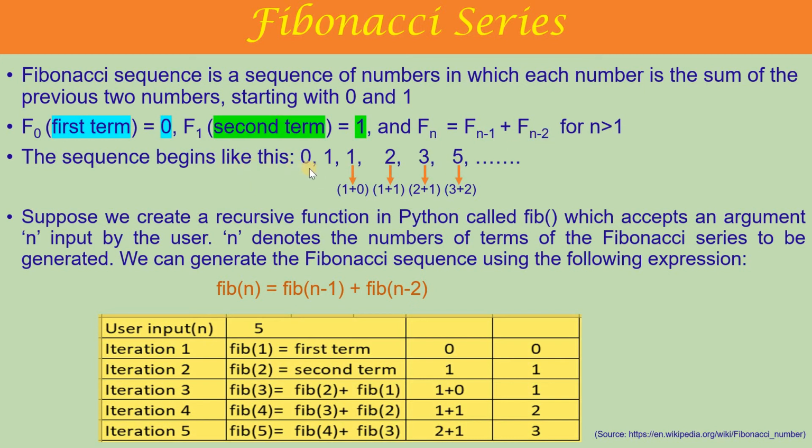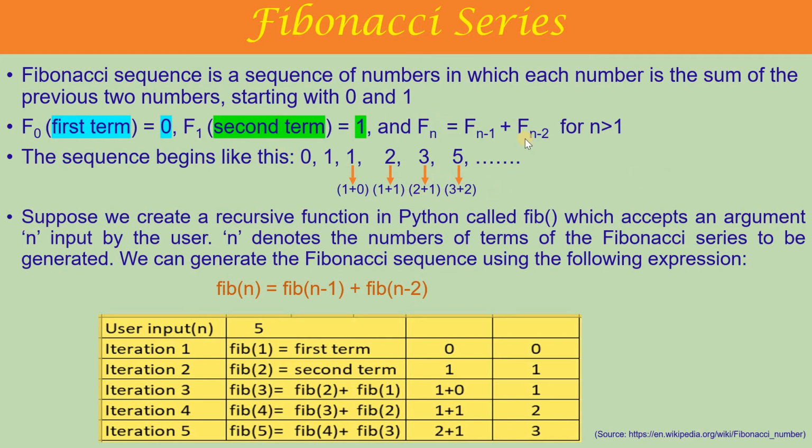The sequence begins like this. 0 is the first term, 1 is the second term, and the third one is the sum of the second term and the first term, that is 1 plus 0, 1. The fourth term is the sum of the third one and the second one, so it's 1 plus 1, 2. The fifth term is the sum of the fourth term, that is 2, and the third term, that is 1, that is 2 plus 1 equals 3, and so on.